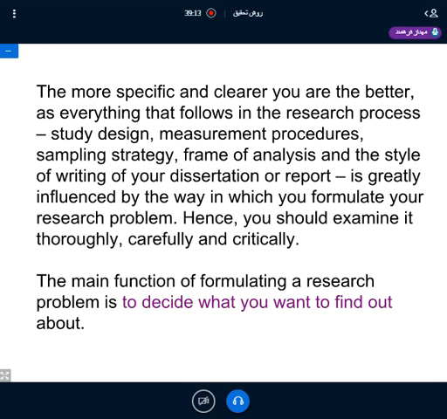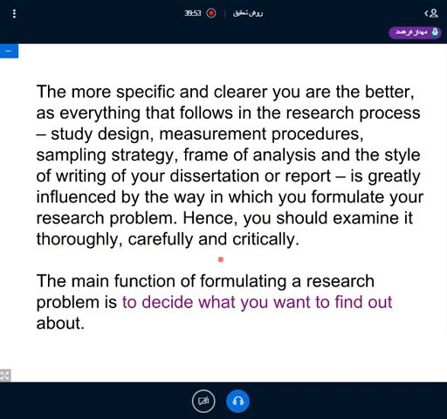The more specific and clear you are, the better, as everything that follows in the research process: study design, measurement procedures, sampling strategy, frame of analysis, and the style of writing of your dissertation or report is greatly influenced by the way in which you formulate your research problem. Hence, you should examine it truly, carefully, and scientifically.